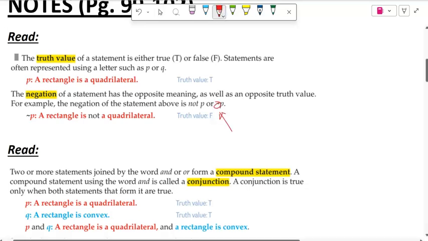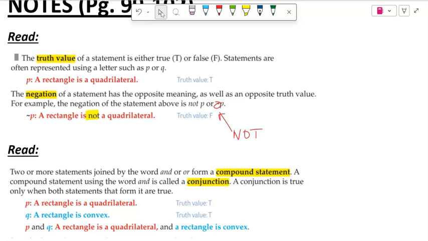It just means not. Not. And you literally just add the word not in the middle of the statement. A rectangle is not a quadrilateral is the negation of a rectangle is a quadrilateral. Okay, simple enough. We're going to just keep moving on here.